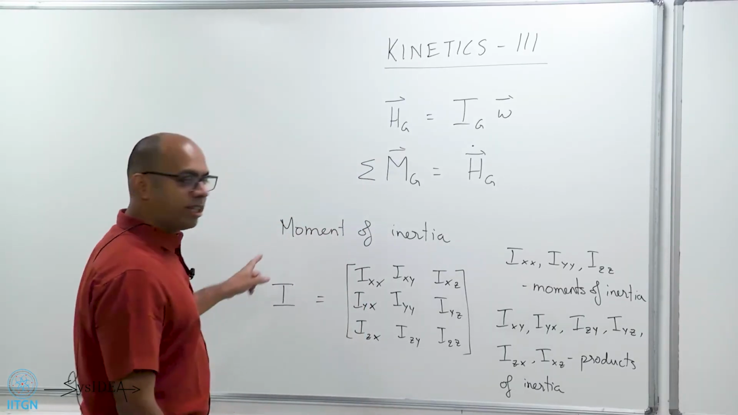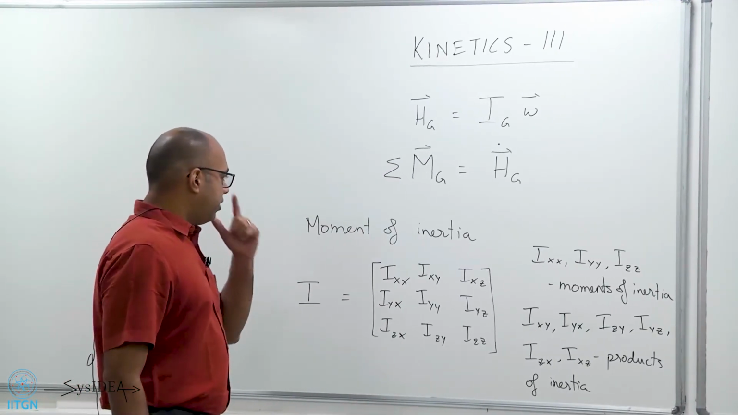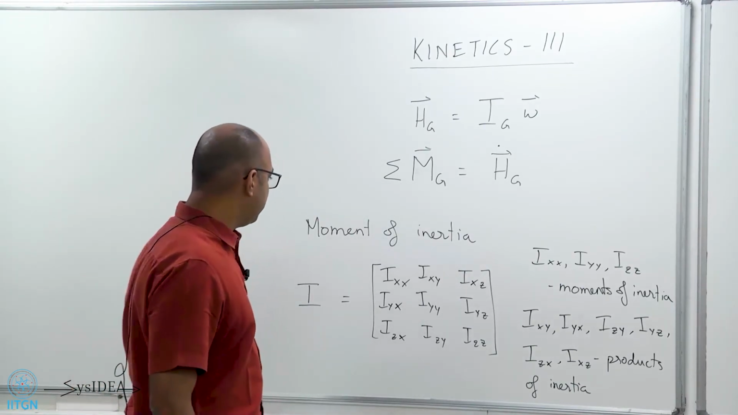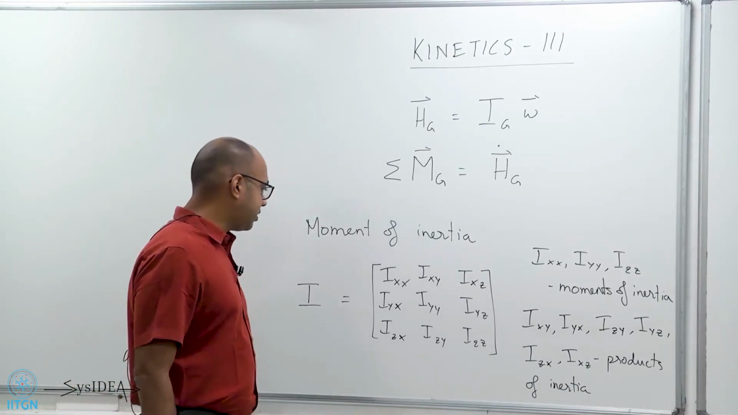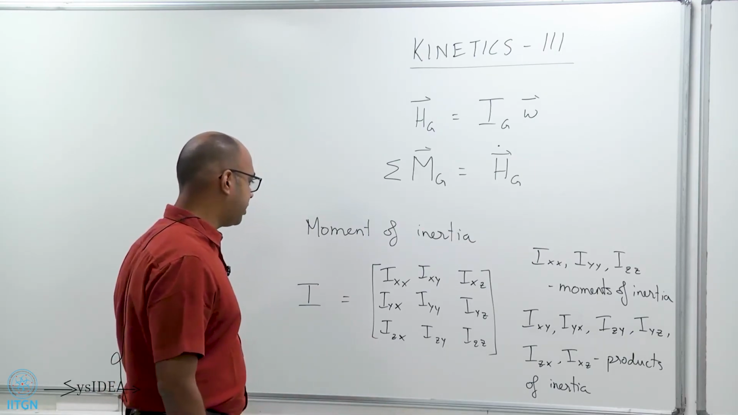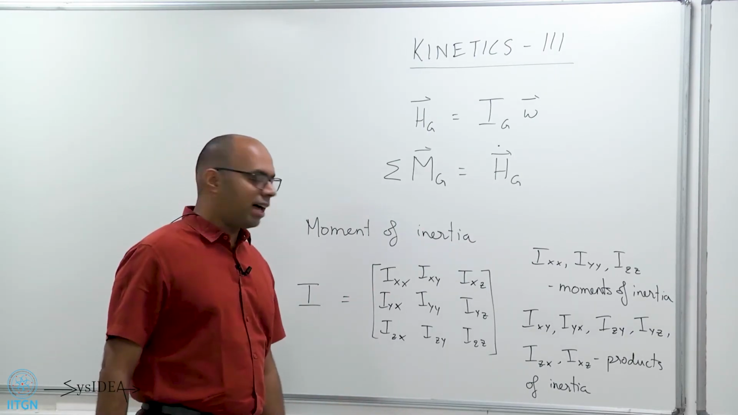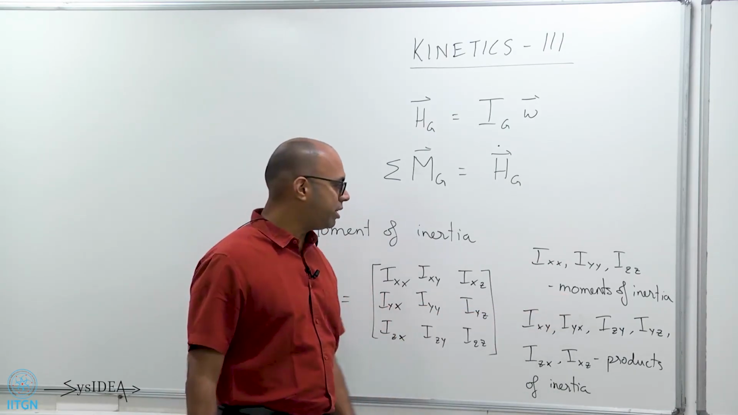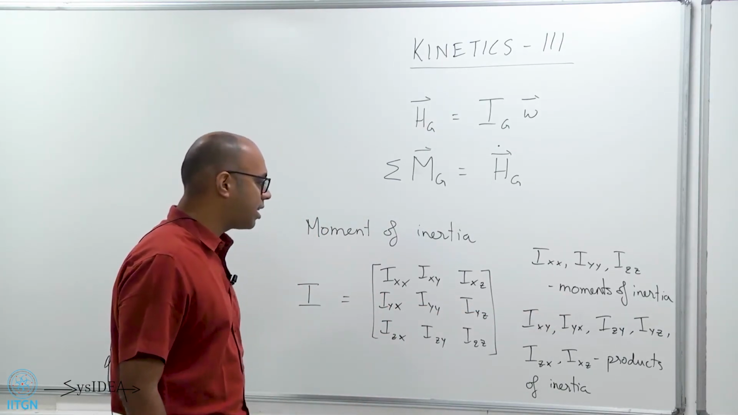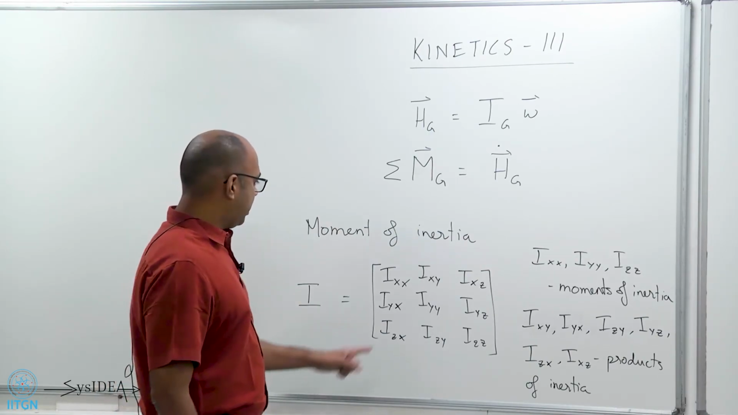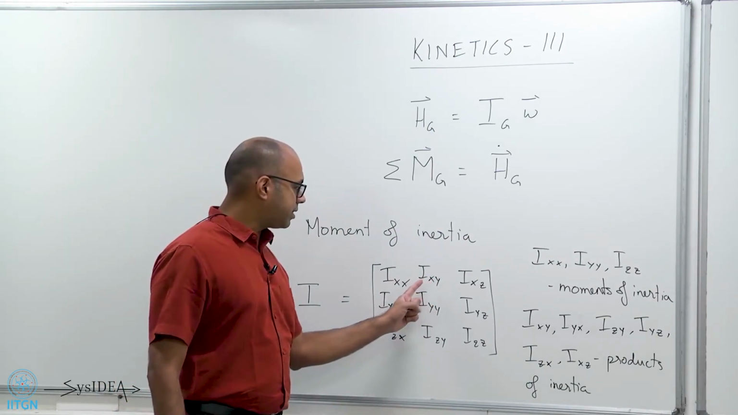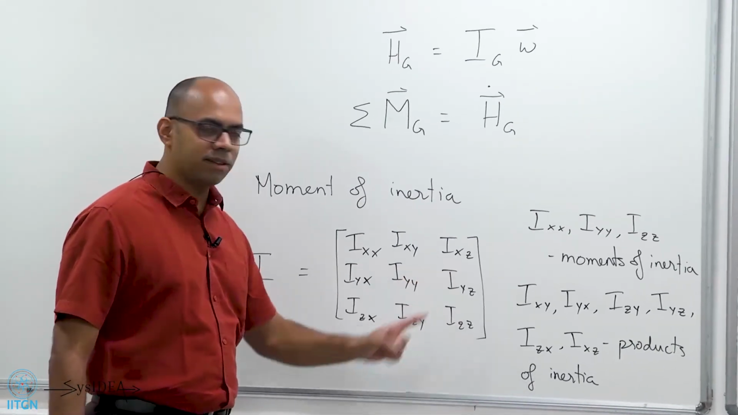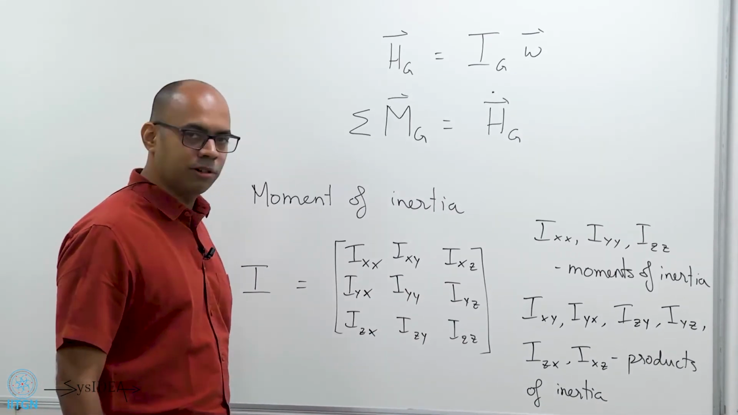Let's talk about moment of inertia for a second now. We are particularly interested in moment of inertia for a rigid body. Moment of inertia is a second order tensor that can be written as a 3 by 3 matrix. Here x, y, z are axes, and the diagonal entries are what we call moments of inertia, and the off diagonal entries are products of inertia. And it so happens that this is a symmetric matrix. Ixy is always equal to Iyx, Izx is always equal to Ixz, and so on.